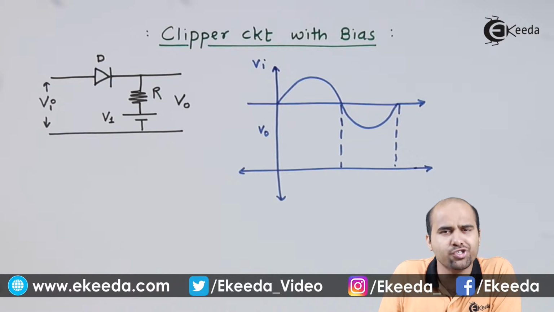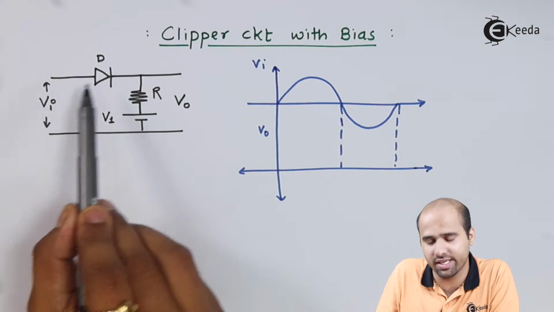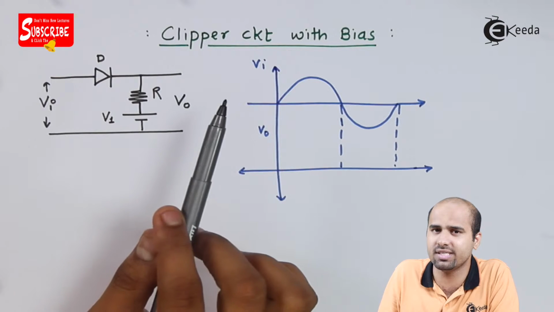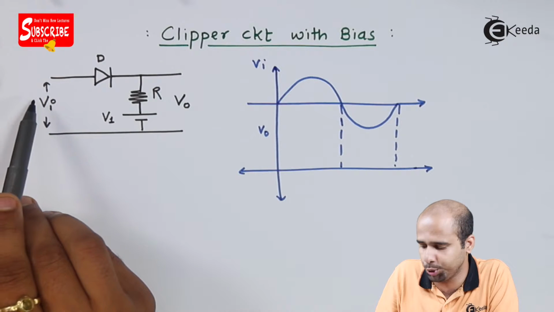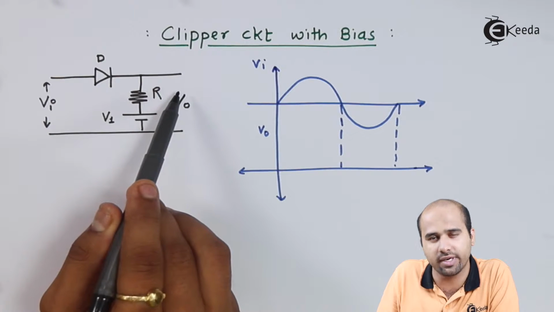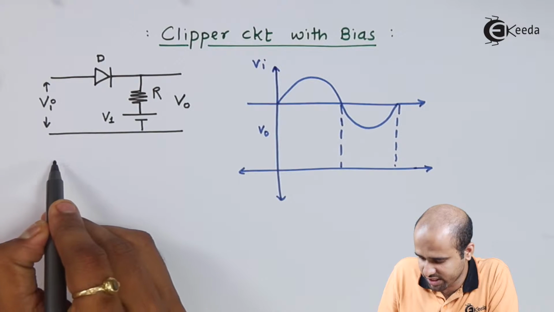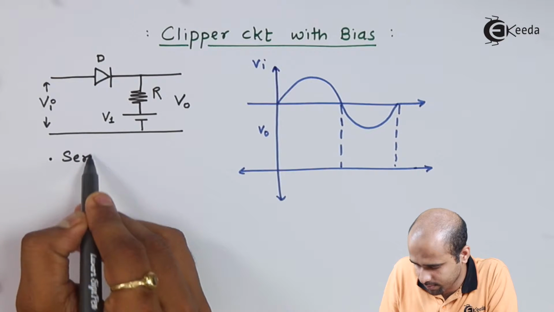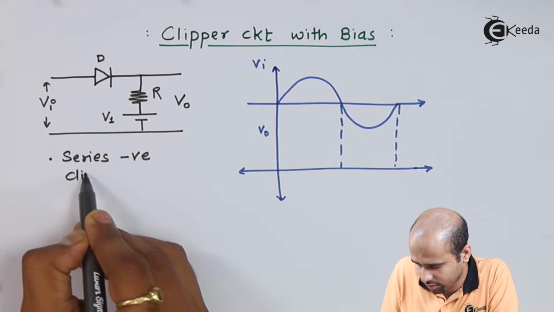See this circuit. First of all, we'll have to identify this particular circuit. In this particular circuit, the diode is in between input and output in series. So it's nothing but a series clipper. More than that, the diode is oriented from input towards the output side. So it's nothing but the negative series clipper. So I'll just name this particular circuit. It's nothing but a series negative clipper.